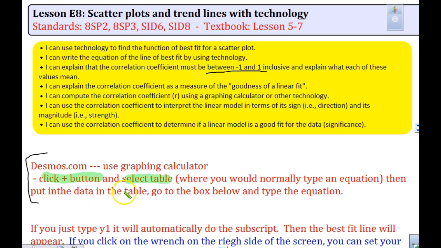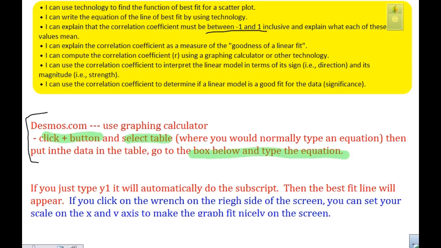Then you're going to put the data in the table, and then in the box below we're going to type the equation. So you're going to use the plus button, select the table, then we'll go to the next box, we'll type in our equation. And it says, when you type y and then you put a 1, it'll automatically do a subscript. You don't have to write this all down.